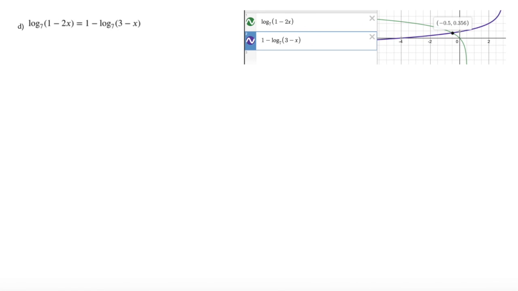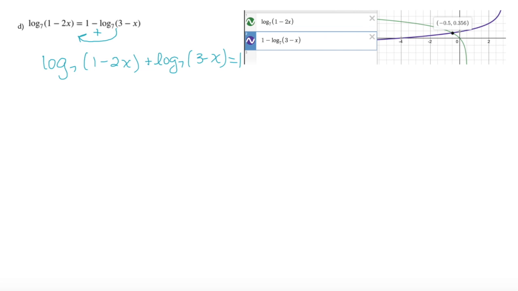Let's move to slide 4 where we can check out another example. This time I've got logarithms on both sides. However, one does not have a logarithm. So let's bring all of our logarithms together by adding log base 7 of 3 minus x to the left-hand side so that we have log base 7 of 1 minus 2x plus log base 7 of 3 minus x equal to 1.